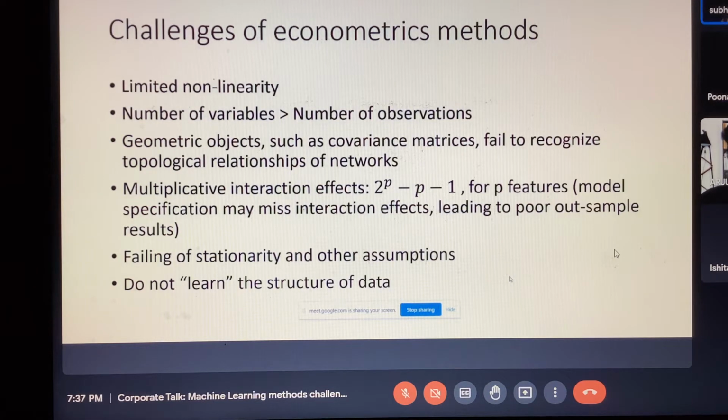So the third thing is geometric objects. In basic methods, like multiple regression or many other basic econometric tools, you mostly use geometric objects such as covariance matrices. Now when you have rows and columns and you are working on covariance matrices, because you're working on rows and columns only, you cannot recognize topological relations in networks easily.